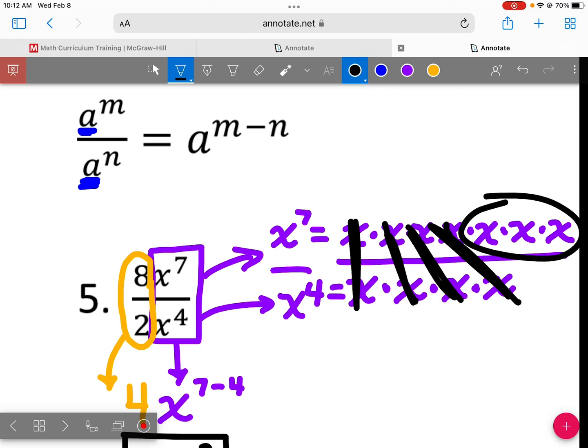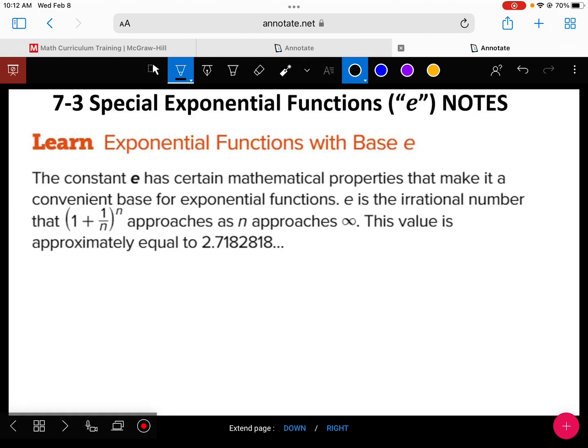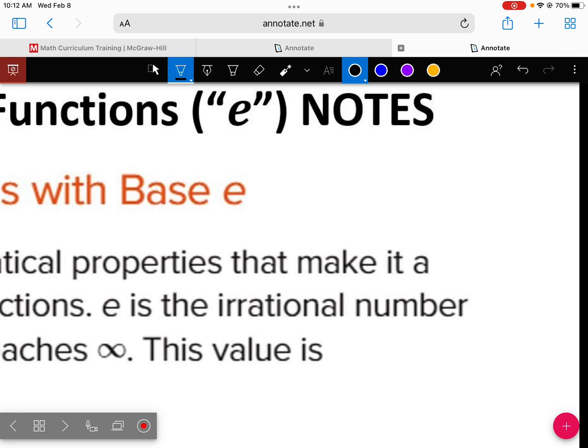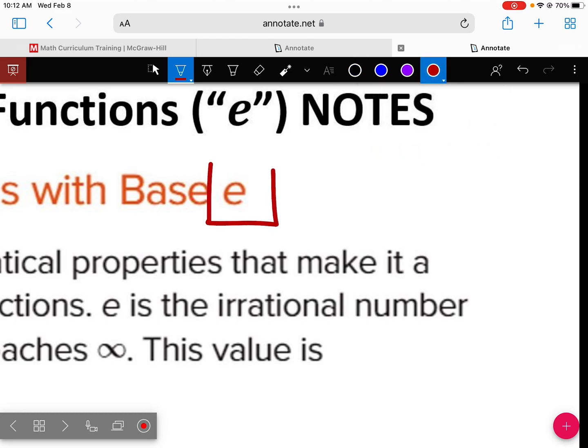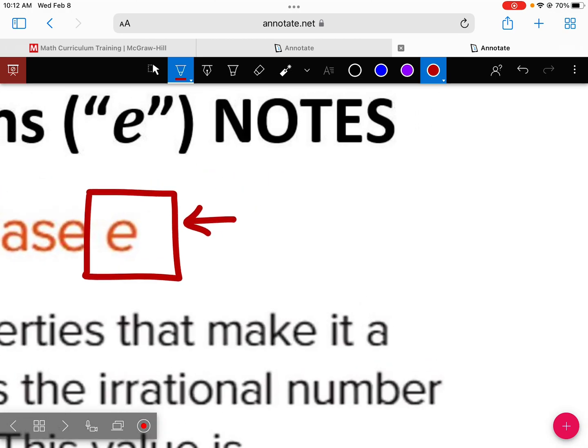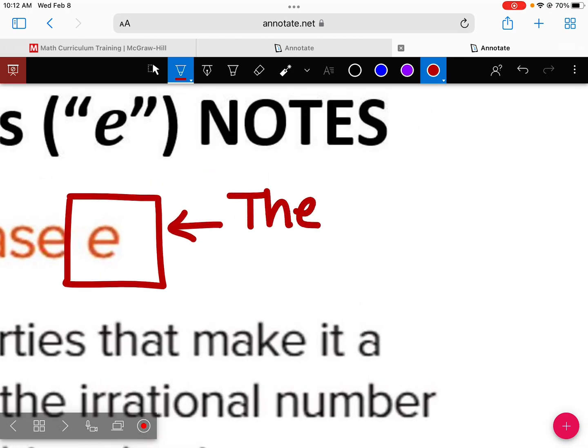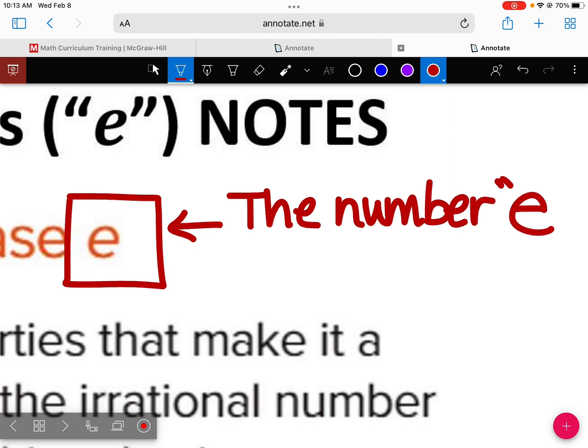All right. So we're going to learn about a new base today. There is a number called E. Have you guys ever heard of pi before? Yeah. What is pi? 3.14.